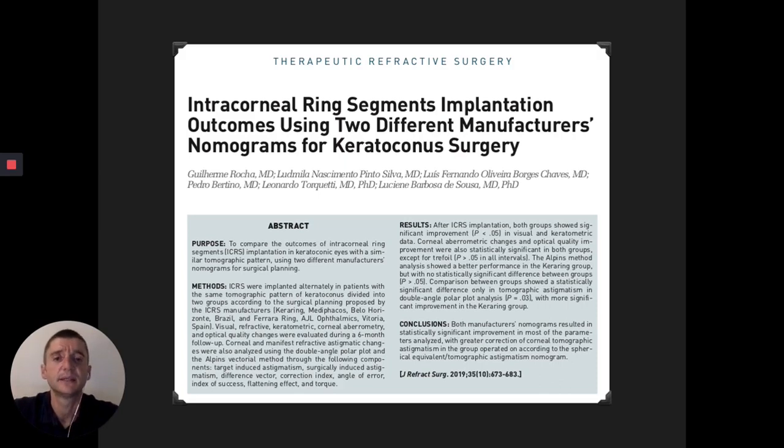in this great paper by a friend of mine in Brazil, Dr. Guilherme Rocha, that compared the results of the nomograms provided by two manufacturers, and they all worked in a good way, and they all worked in an equal way. They were similar in the results, with a tendency of a better topographic astigmatism correction towards the nomogram provided by Medficus.